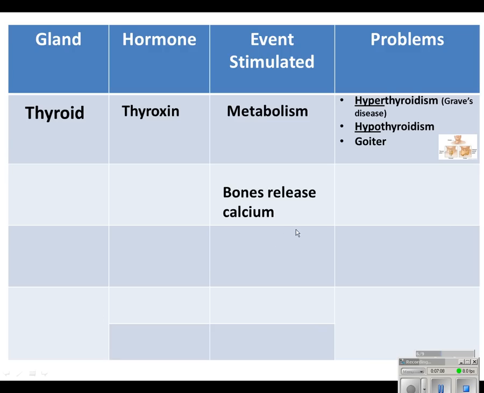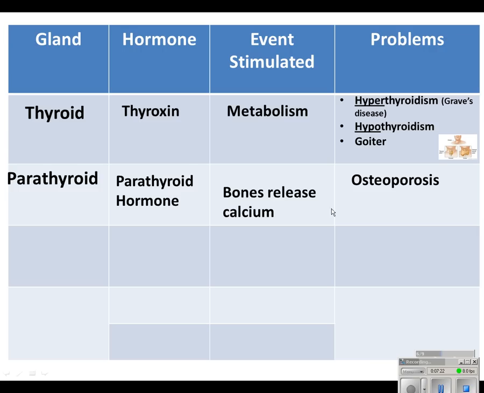Then, the bones releasing calcium. Here, remember, the bones work as storage sites for calcium. So if the levels of calcium are low in the body, the parathyroid gland is going to secrete parathyroid hormone. And a problem there could be osteoporosis if you don't have enough calcium.